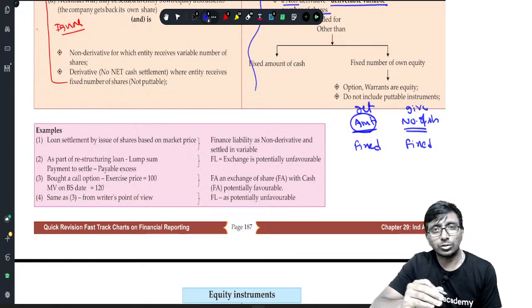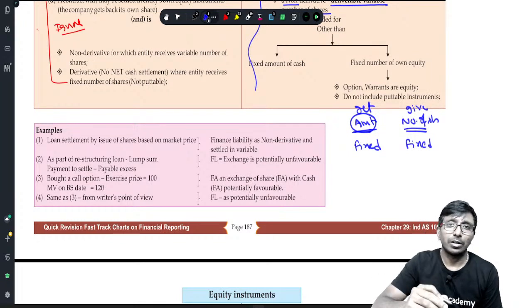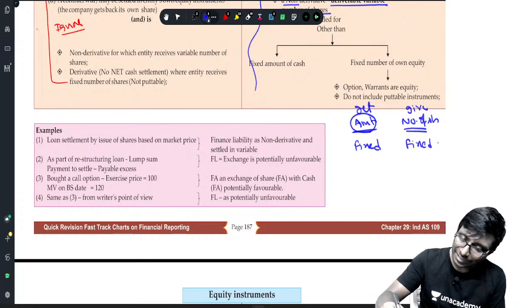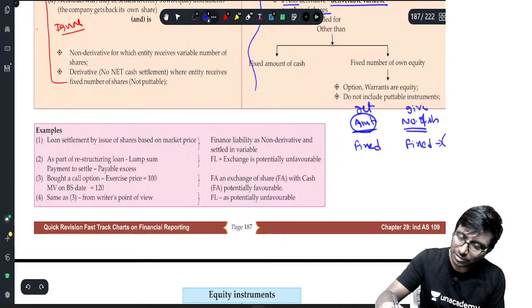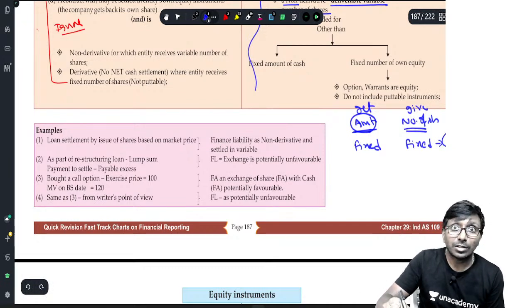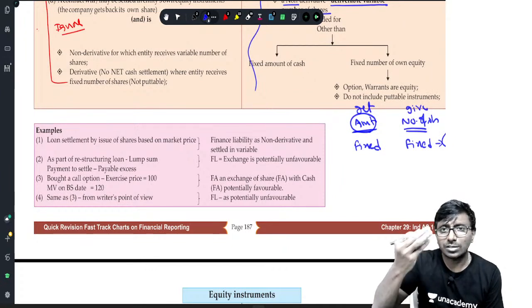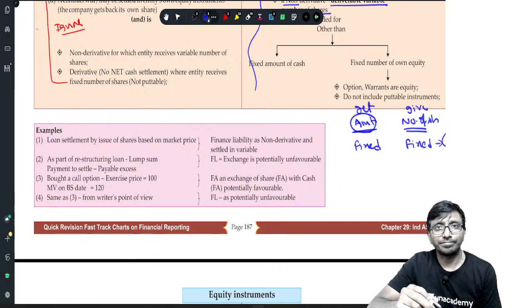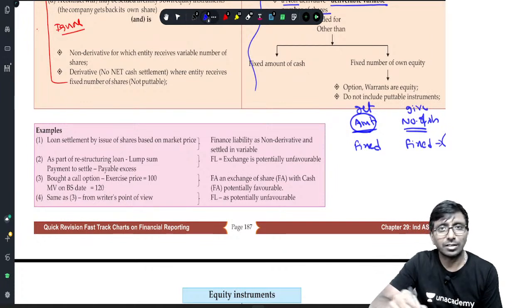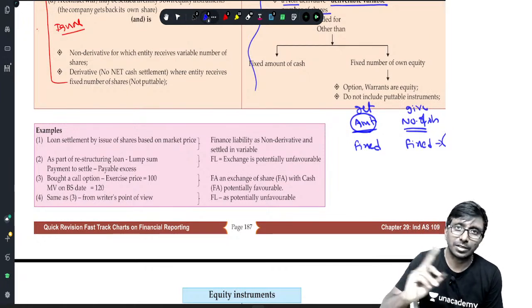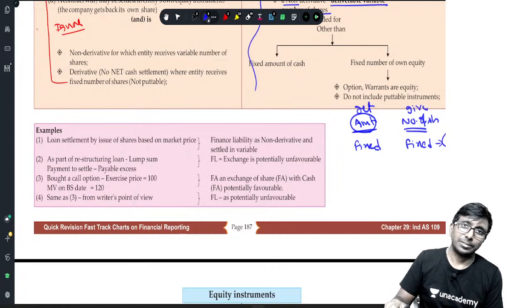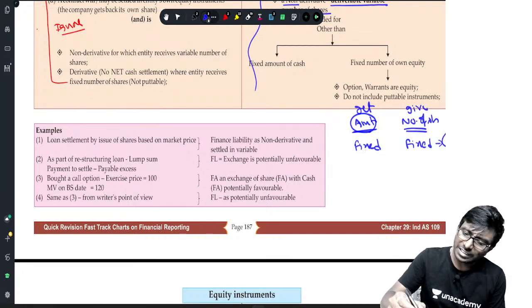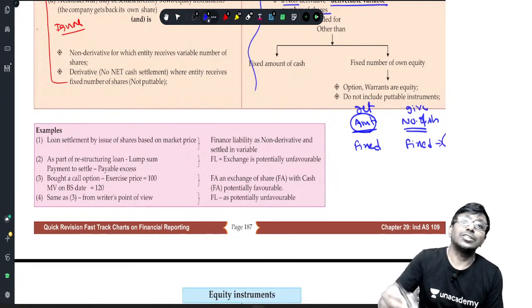Now, later on in the future, he will give 1 lakh and I have to give him 1000 shares. Then I say it is not a financial liability. It is equity. Equity in the sense what? It is equity because it is like an advance given for equity share capital. Agree? Yes, it is obviously an advance given for equity share capital. It is not a financial liability. In any other combination, it is a financial liability.